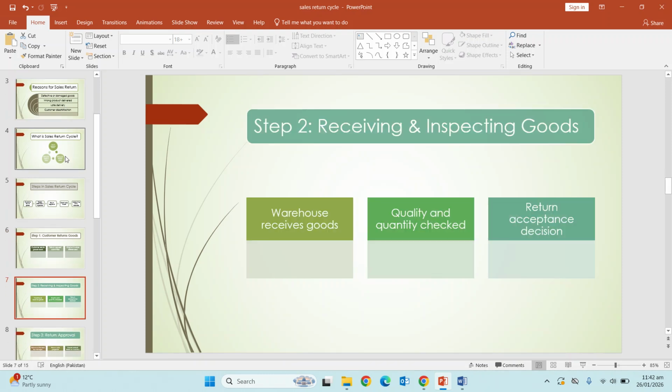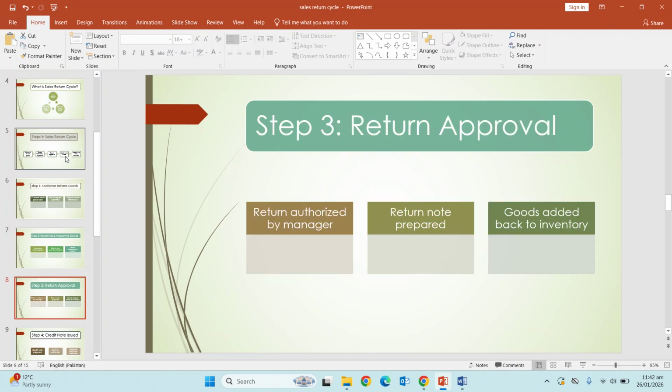So here is the second step, receiving and inspecting goods. In the second step, the return goods are received by the warehouse or store department, and the staff checks the quantity and the quality of the goods to make sure that they are the same items that were sold. After inspection, they decide whether the return should be accepted or rejected.